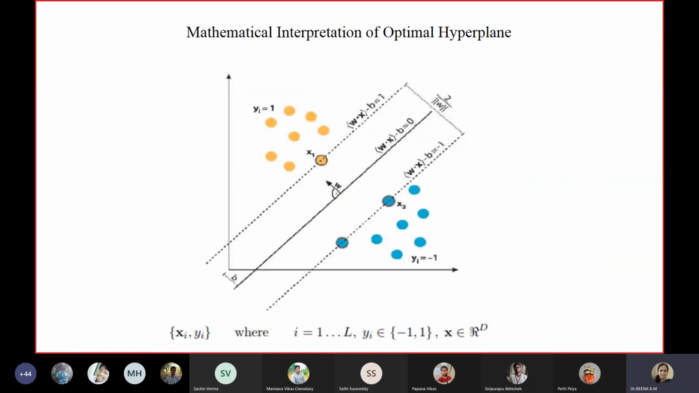Now let us see the mathematical interpretation of the optimal hyperplane. What can you make out from this diagram? Here we have two different sets of data points, and this is a support vector x1 and this is support vector x2, and the distance between x1 and w and x2 and w. What do you understand by this?